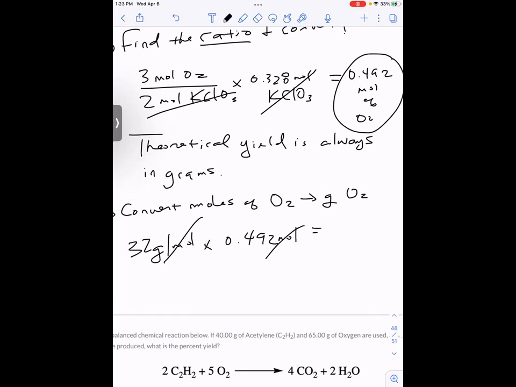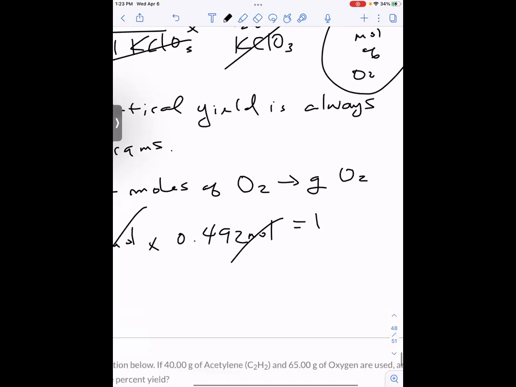So in this case, this is about half of 32. So somewhere around 15, 16 grams. Anybody got it? It's 15 point something. So it's 15.84 grams of O2.